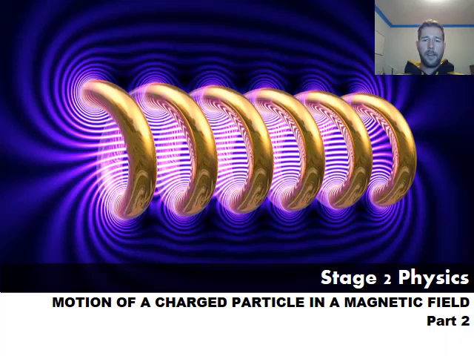So previously we had a look at forces on charged particles in magnetic fields. Now we're going to have a look at the motion of the charged particle in a magnetic field.